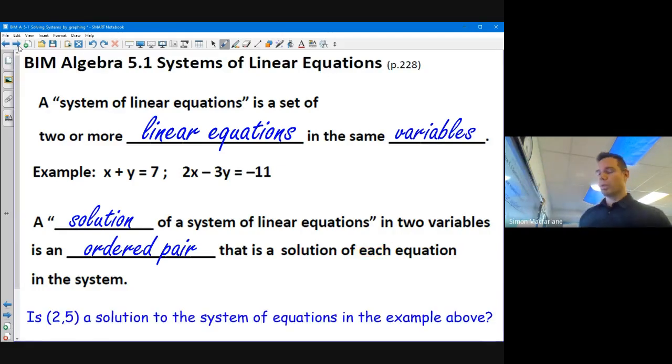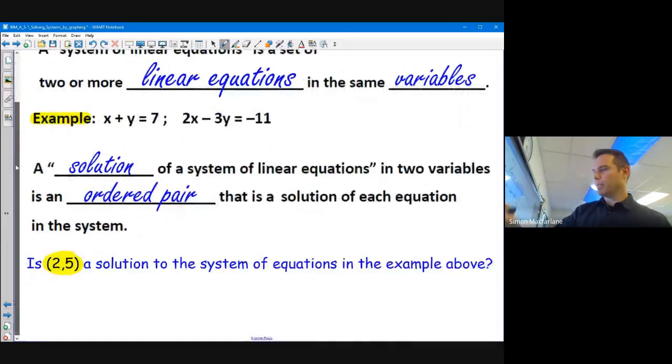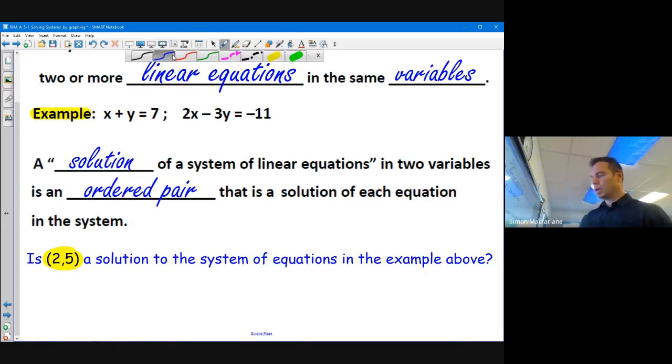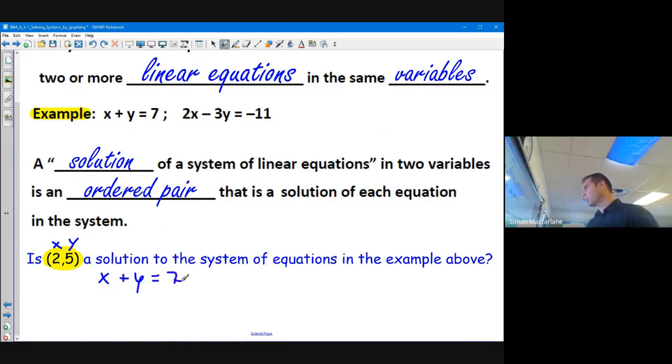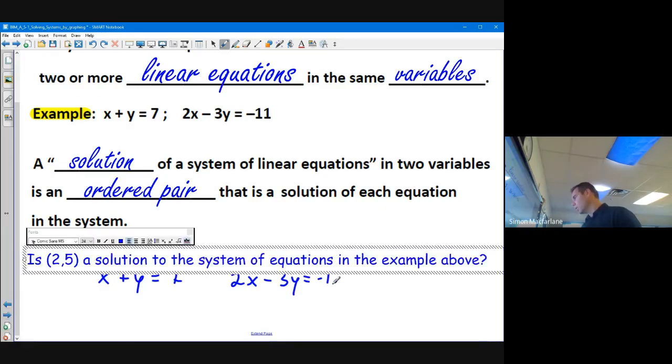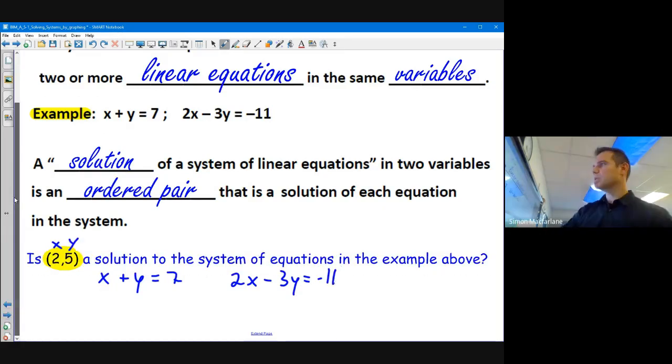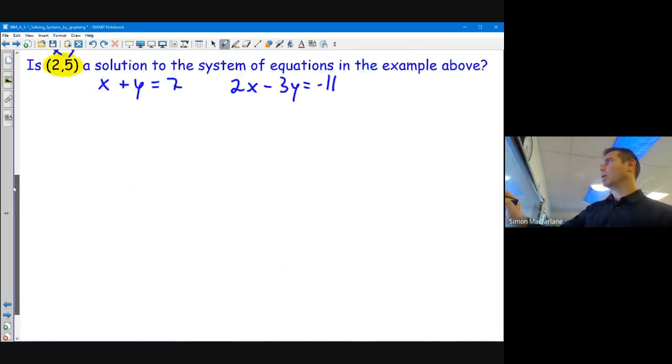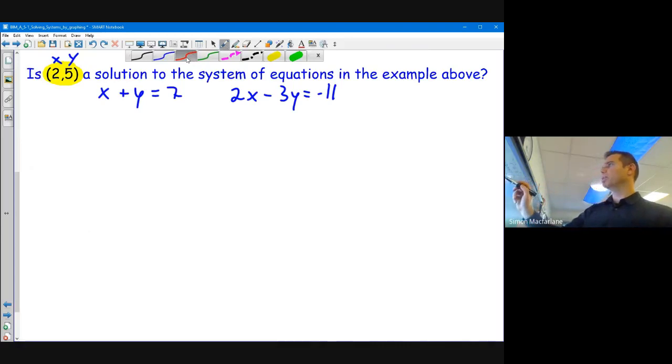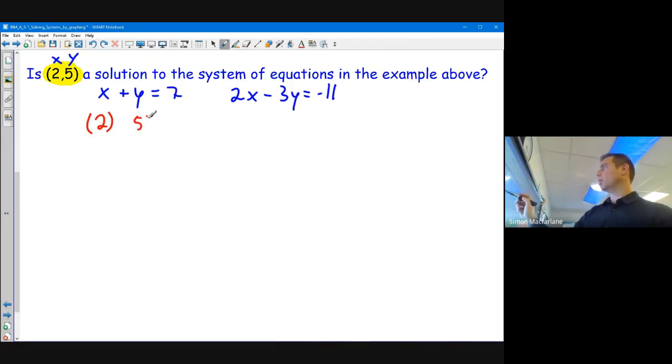What about 2, 5? Is the point (2, 5) a solution to the system of equations in the example? All right, well, let's check it. In order to check that, we can plug it in. The 2 is the x, the 5 is the y. So if we have x plus y equals 7, and then 2x minus 3y equals negative 11, we can go ahead and check this point by plugging it in. All right, so let's plug in (2, 5).